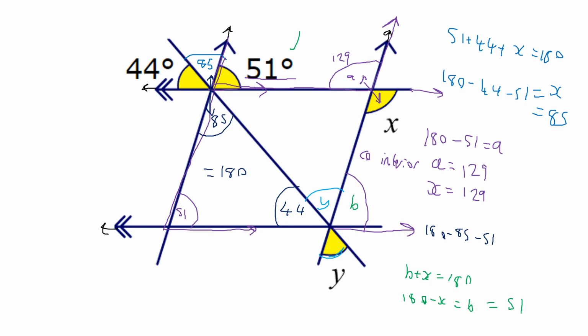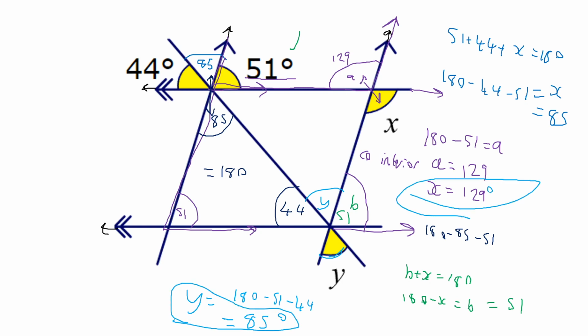And so now we can work out what y is equal to. If this is 51 and this is 44, y is just going to be equal to 180 minus 51 minus 44, which is equal to 85 degrees. And so this is our final answer.